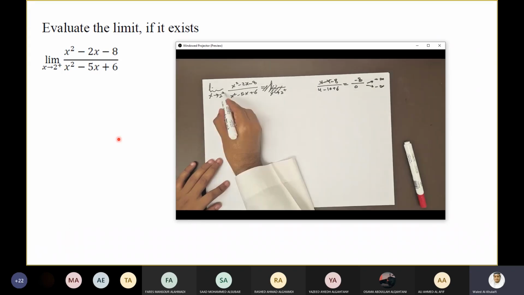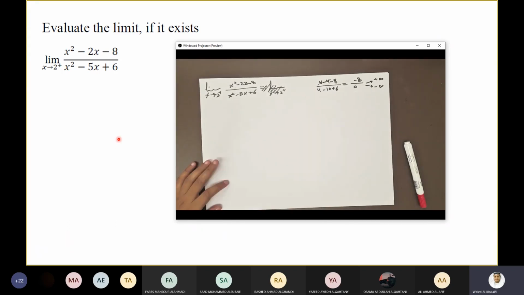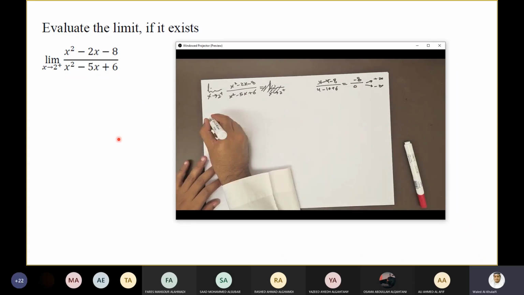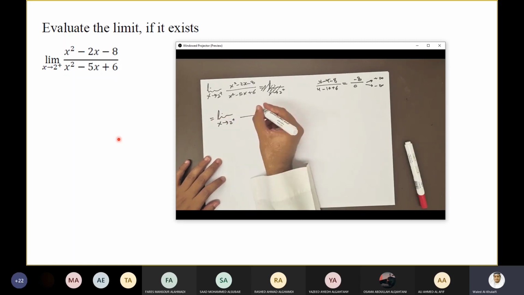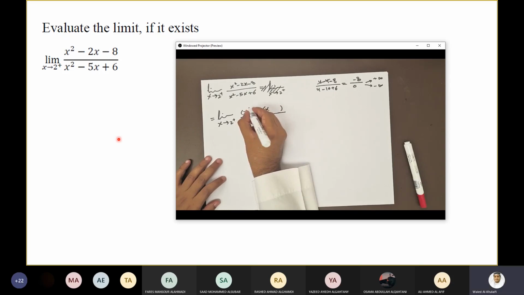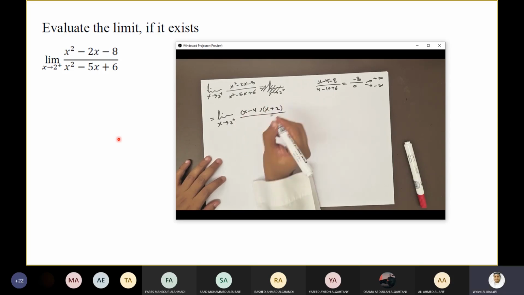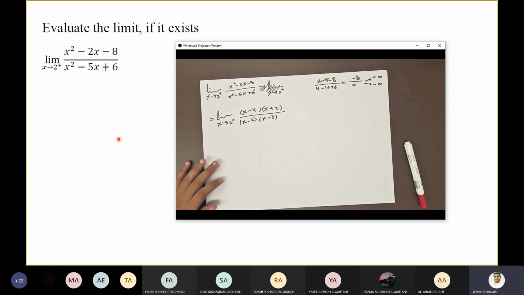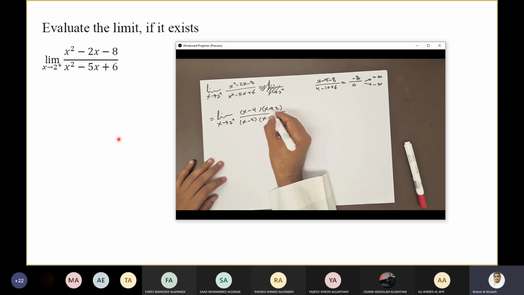Why am I saying this? Because I have a direction to 2, so I can tell whether it is 0 from the right or 0 from the left. But to make a clear picture of the denominator, I have to simplify the expression. Limit as x approaches 2 from the right. So this will be x minus 4, x plus 2, and this will be x minus 2, x minus 3, right? So you can factorize the numerator and denominator, but you notice that there is no cancellation going on.